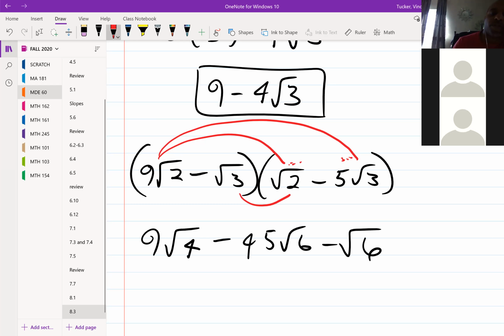So 9 square root of 2 times the square root of 2 gave me 9 square root of 4. You only multiply what's under the radical. Basically doing 4. Yep. We're doing our same binomial distribution, just doing it with the application of your radicals. And then for that last one, negative square root of 3 times negative 5 square root of 3. So that'll be a positive 5 square root of 9.